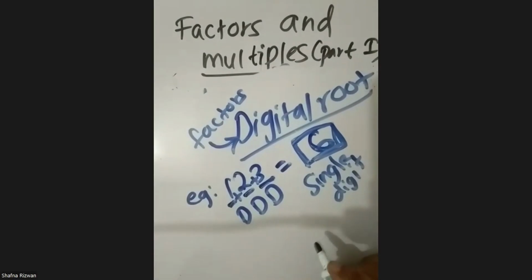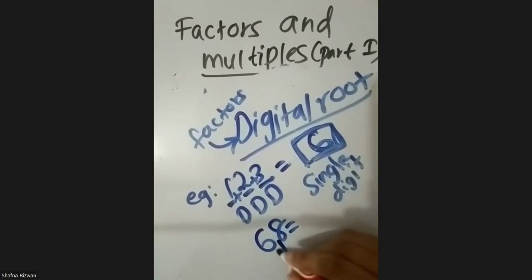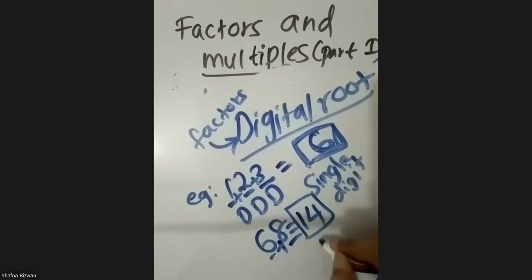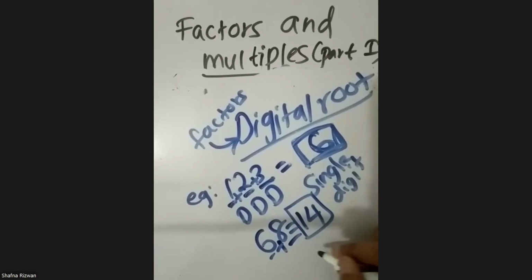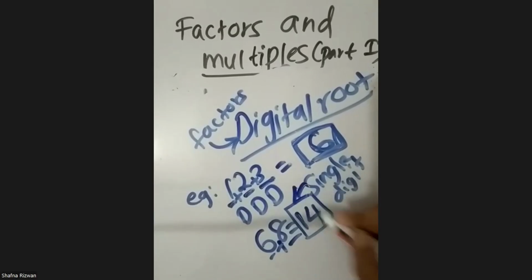Let's take another number, for example, 68. How to find the digital root? 6 plus 8 is how much? 14. Is this the digital root? No, it's not like that. You have to see the single digit. Do you have a single digit here? No, you are not getting a single digit here, it's a double digit.